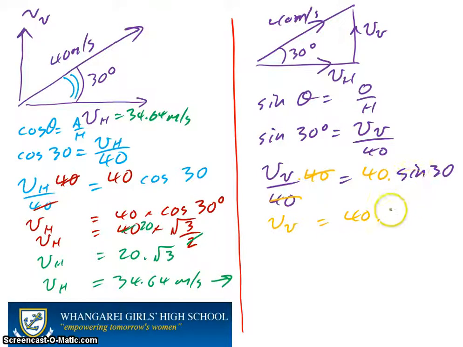Well, the sine of 30 is a half. And vertical velocity is equal to 20 meters per second upwards, because it's a velocity. We need a direction as well. So we now know that this here is equal to 20 meters per second up, and we have now broken that single vector at an angle into two vectors that are at right angles to each other.